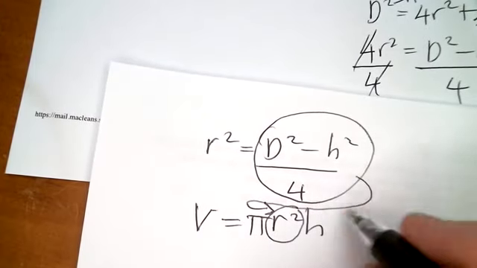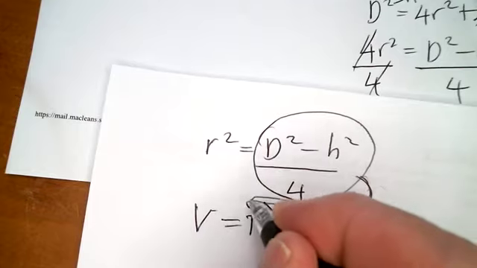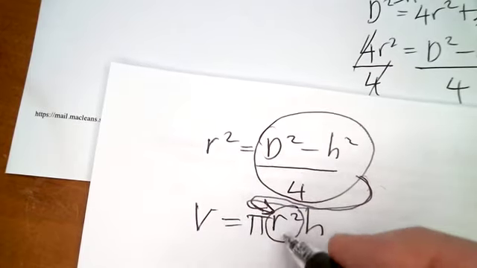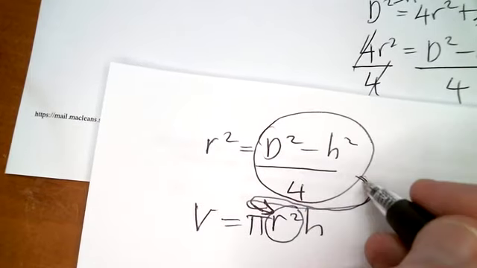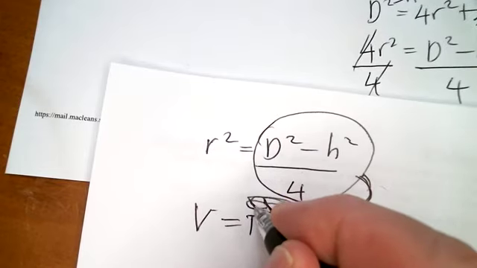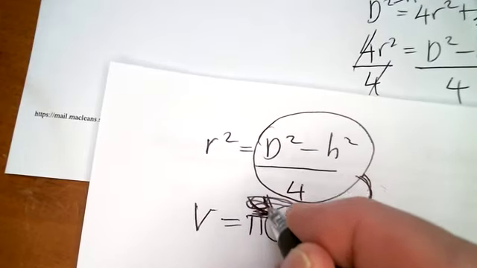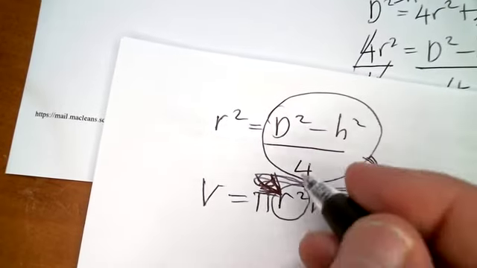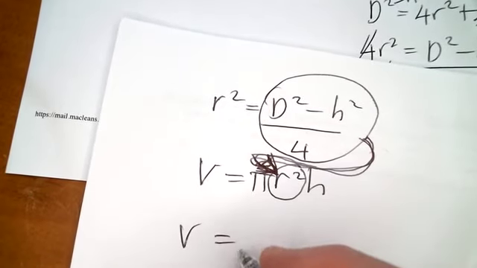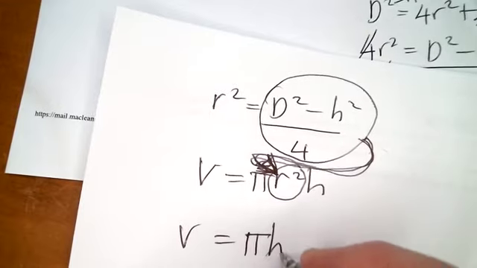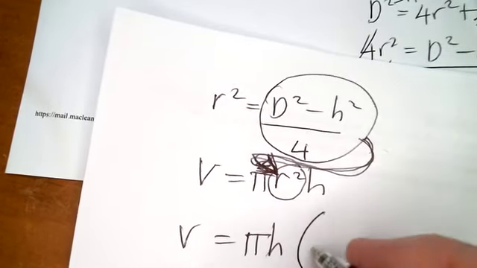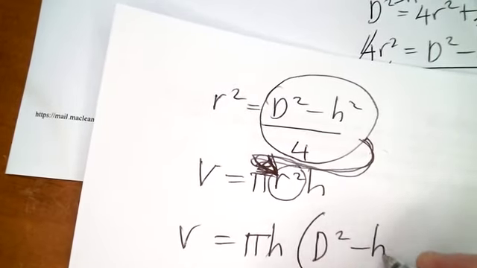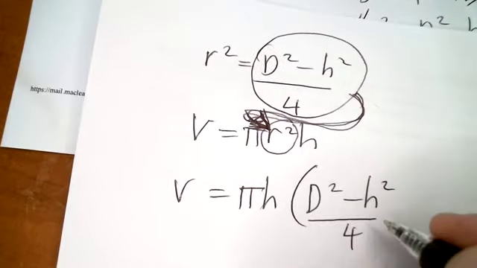That's me meant to be drawing an arrow, right? Sorry, there's my arrow. All of this is now going to be r squared, yeah? All of this. Can you believe that's meant to be an arrowhead? All right, so this is terrible. Okay, so here we go. So v is equal to pi h times all of that, so d squared minus h squared on 4.